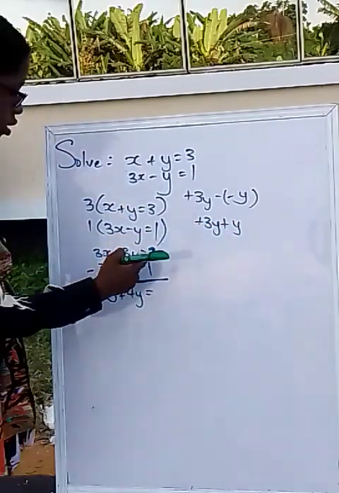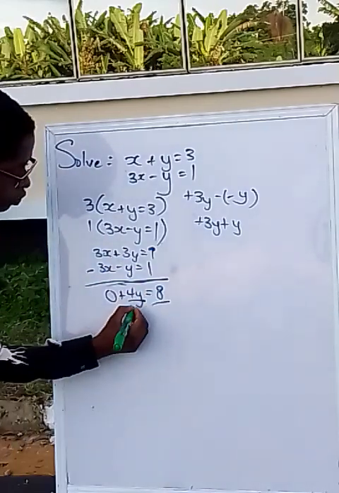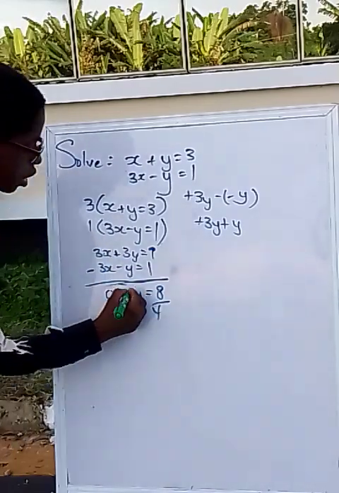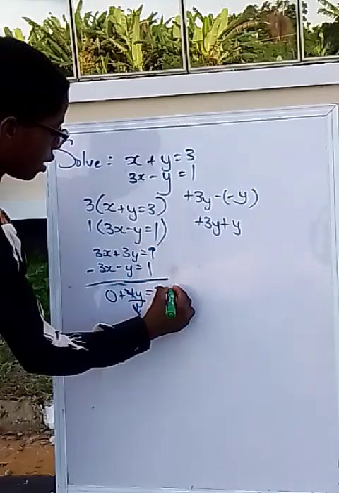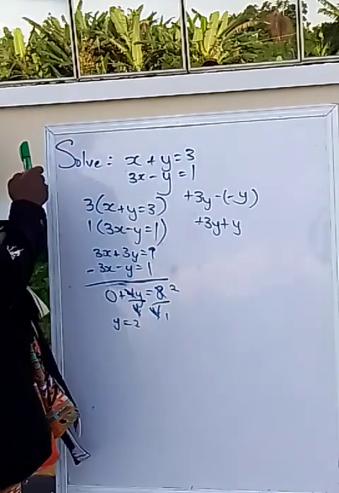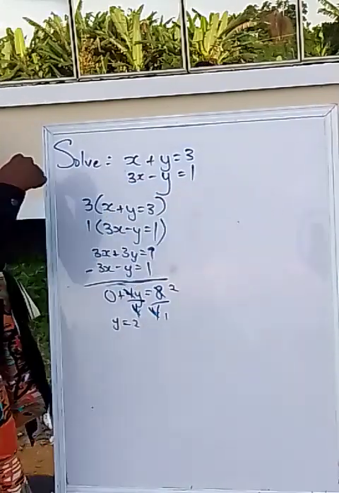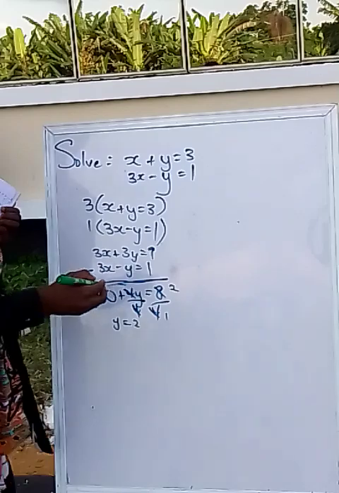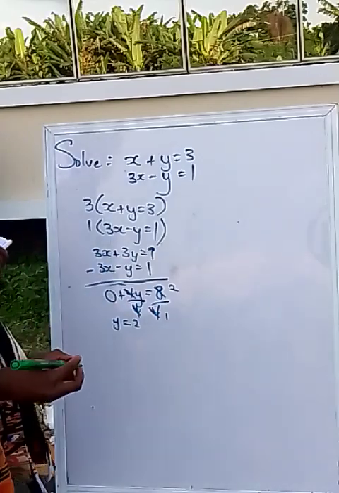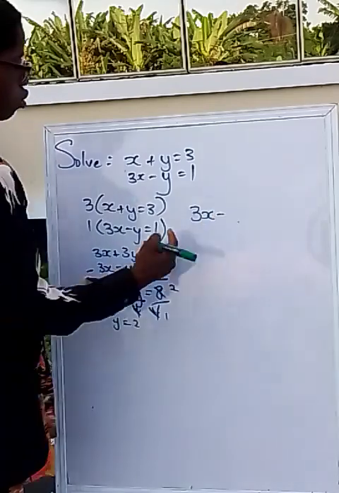So we divide both sides by the coefficient of y, which is 4. 4 cancels 4. 4 in itself is 1. 4 in 8 is 2. So our y is equal to 2. So now, to get our x, we substitute the value of y in any equation. Now let's use equation 2. We have 3x minus y, and our y is 2, equals 1.